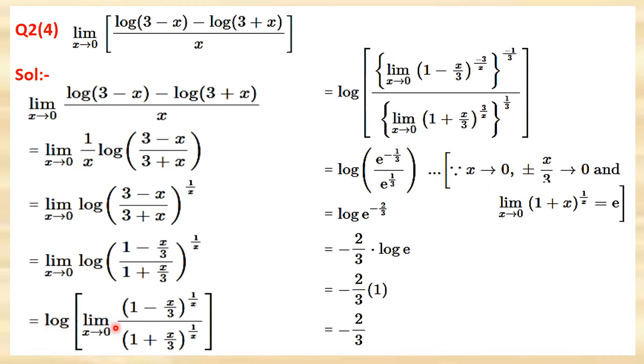So log limit x tends to 0, (1 minus x upon 3) whole raised to 1 upon x upon (1 plus x upon 3) whole raised to 1 upon x. We will adjust here. See, the x term is x upon 3 here. So x upon 3, minus x upon 3 in the numerator. So we need the exponent as the reciprocal of this, minus x upon 3, as minus 3 upon x.